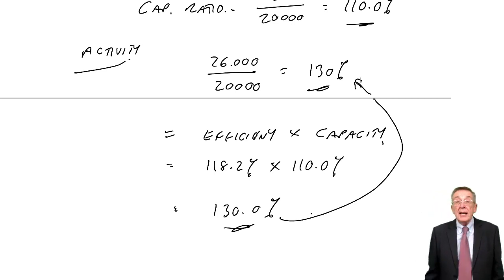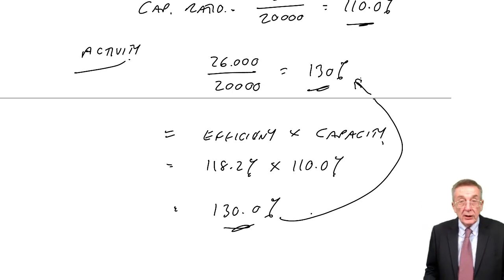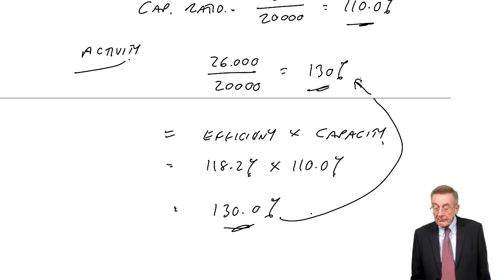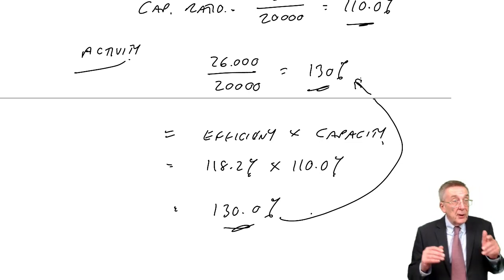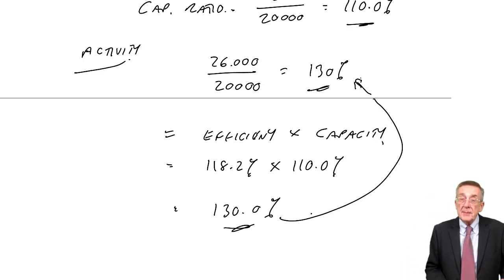Arithmetically, I think each of those is easy enough, but do go through them and learn them and practice them. Have a go at the online tests as usual. And do remember, the production volume or the activity ratio will always be equal to the efficiency times the capacity.